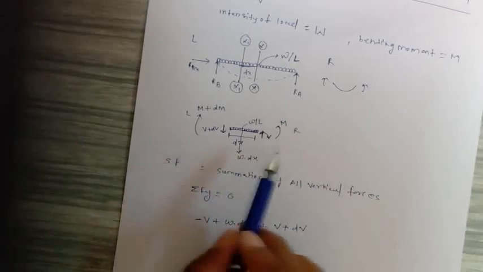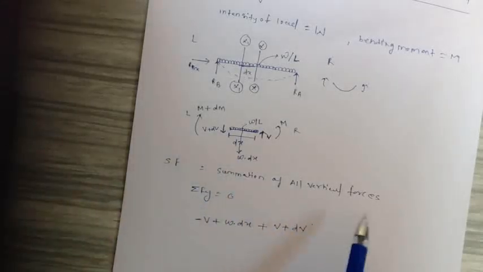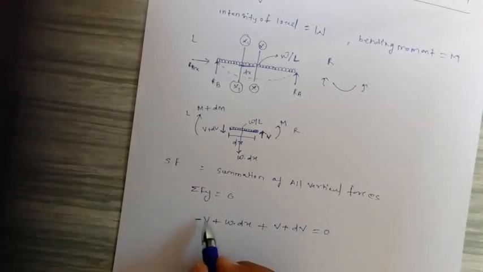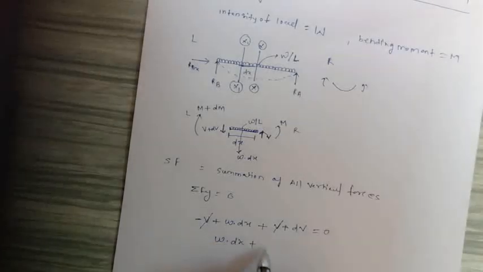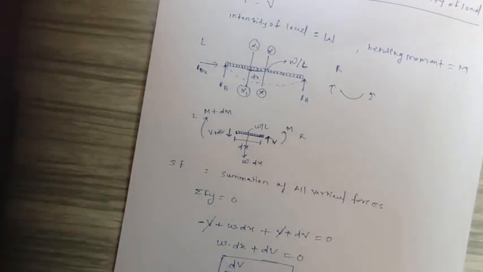The moment will not be counted, because for the calculation of the shear force we count only the vertical forces, that is equal to 0. So here V cancelled, and w dx plus dV equal to 0, or this we can shift here: dV by dx equal to minus w. Solving this equation, this is nothing but the relationship between the shear force and intensity of the load.